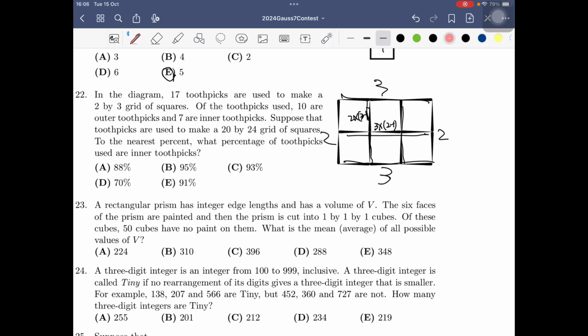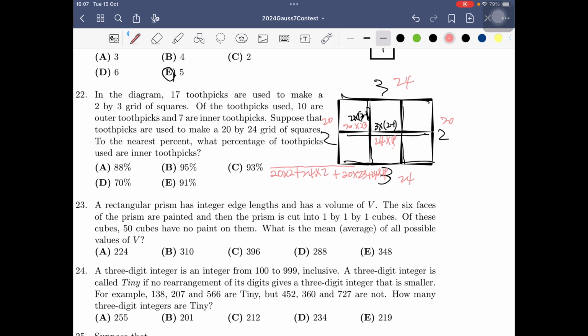So let's say now we have 20 times 24. So the outer side 20, 20, 24, 24. And inside is 20 times 23, which is 24 minus 1, like these vertical lines, and the horizontal lines 24 times 19. So what we need for the outer is 20 times 2 plus 24 times 2, and 20 times 23 plus 24 times 19 is for inner.